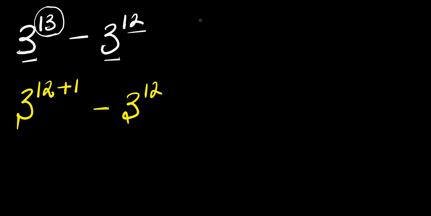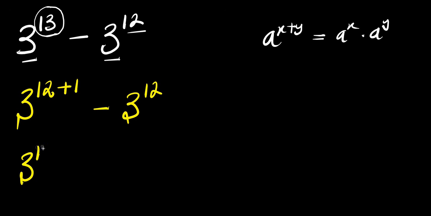Now, if you have a power x plus y equals a power x times a power y. So this gives us 3 power 12 times 3 power 1 minus 3 power 12.